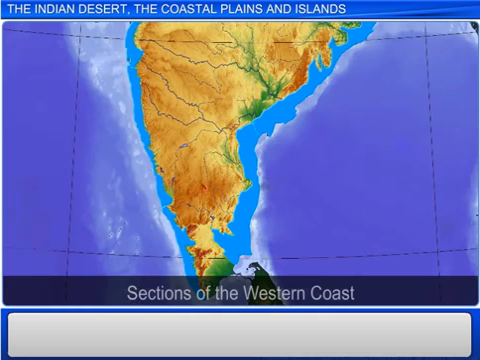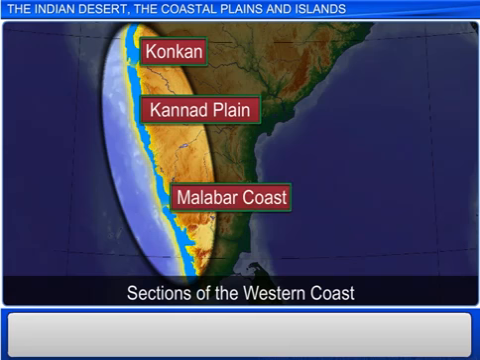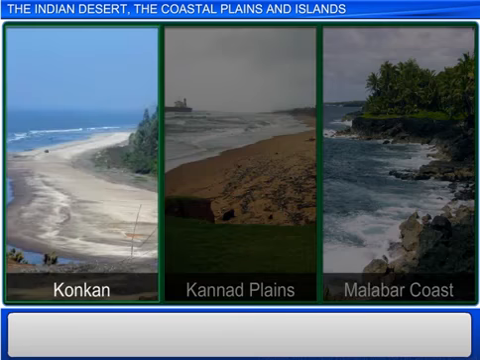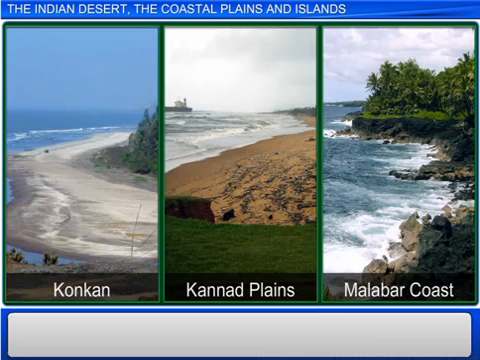As you can see, the western coast is a narrow plain. This plain is divided into three sections: Konkan, the Kannada plain, and the Malabar coast.